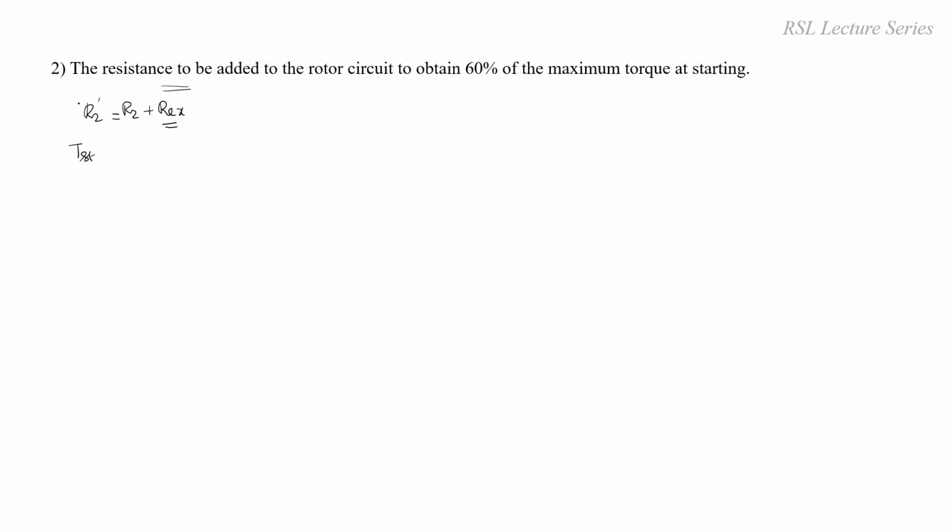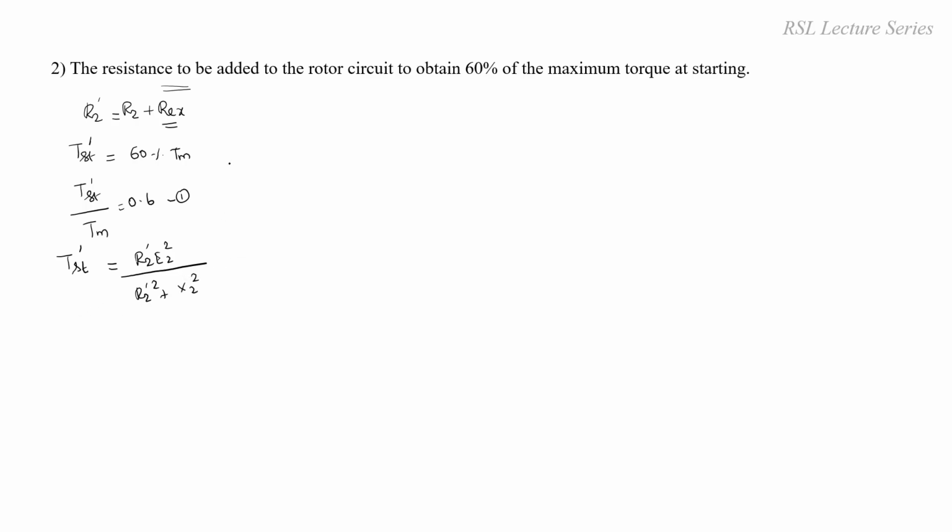As the resistance is increased, starting torque also increases, which is equal to 60% of the maximum torque. 60% is nothing but 60 by 100, that is 0.6. So it can be written as TST dash divided by TM is equal to 0.6. Okay. So now we'll write the equation for TST dash and TM and substitute the corresponding values. TST dash can be written, at starting S is equal to 1, as R2 dash into E2 square divided by R2 dash square plus X2 square.